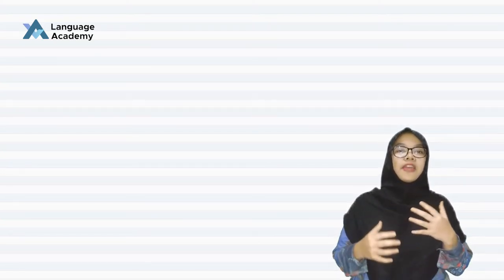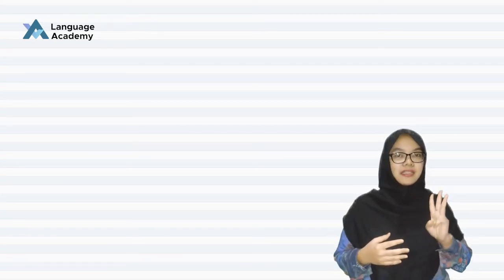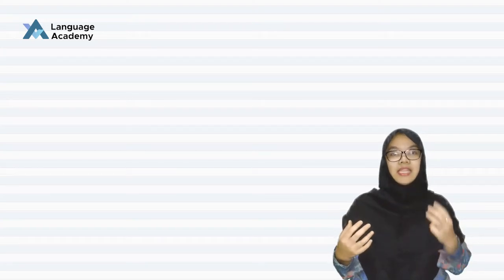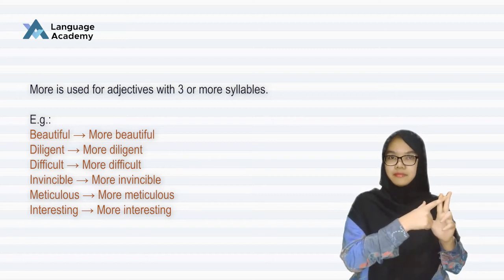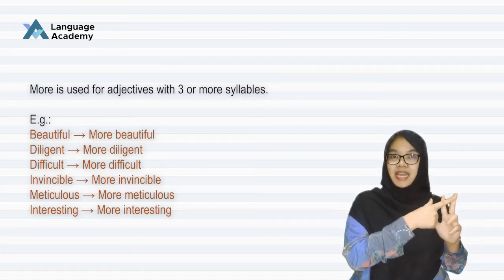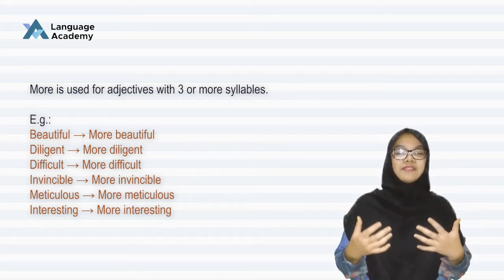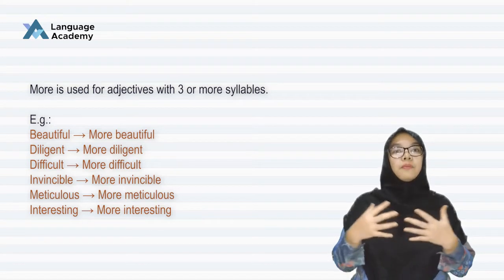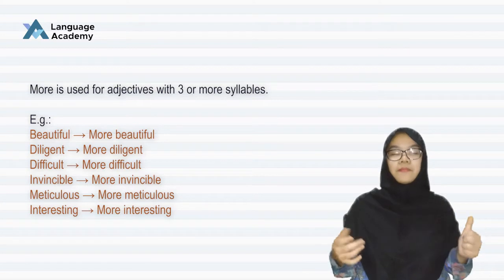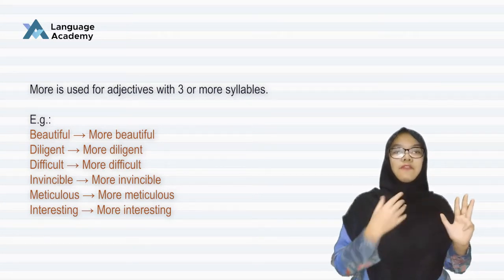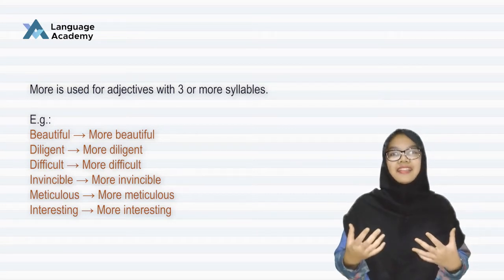Nah, kelompok yang kedua adalah untuk adjectives atau kata sifat yang memiliki 3 syllables atau lebih. For example, beautiful, important, difficult, like that. Itu adalah adjectives dengan 3 syllables, right? Kemudian ada juga adjectives dengan syllables yang lebih banyak. For example, invincible. Invincible basically means very strong. Invincible itu artinya sangat kuat, tidak terkalahkan, like that.